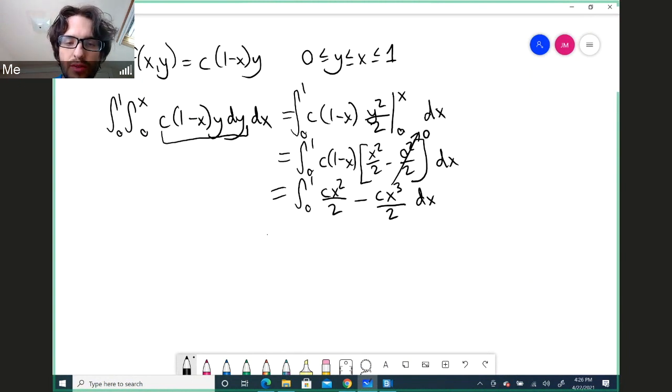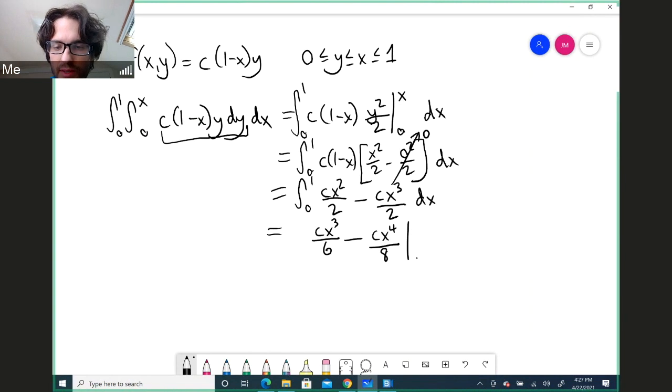And then what we can do is continue. This time we do this integral. So this becomes c x cubed over 6 minus c x to the 4th, if I'm doing this right, over 8. And this is evaluated from 0 to 1.